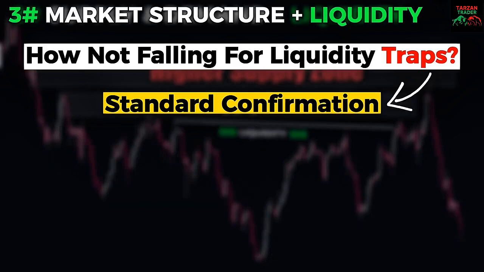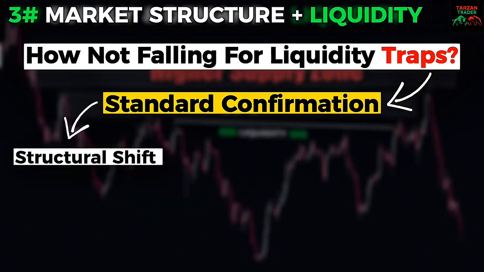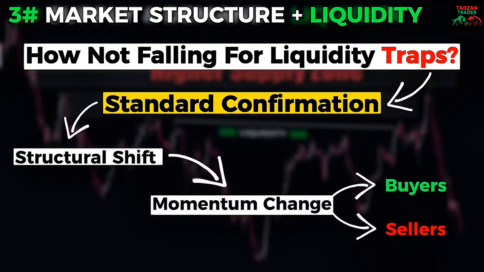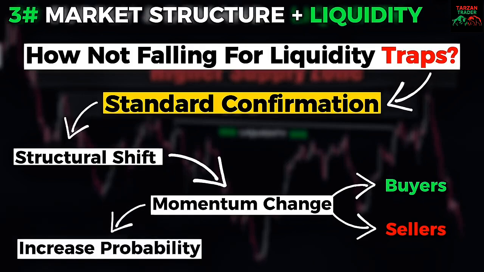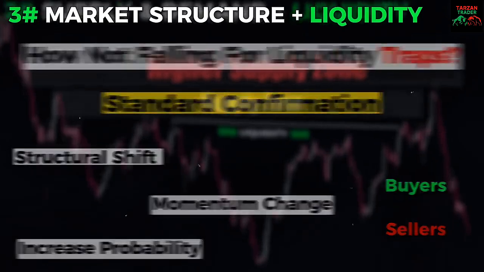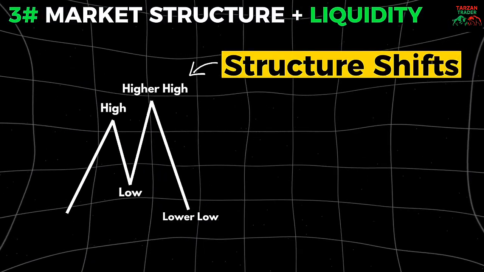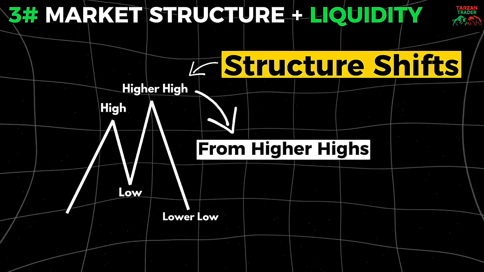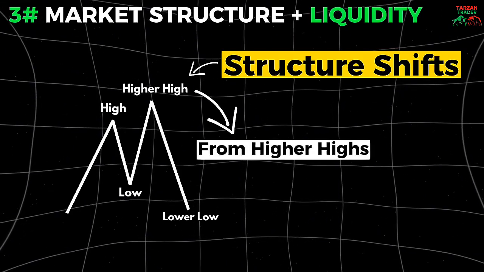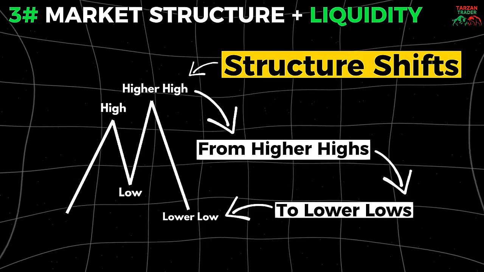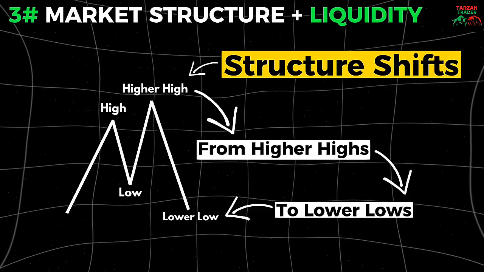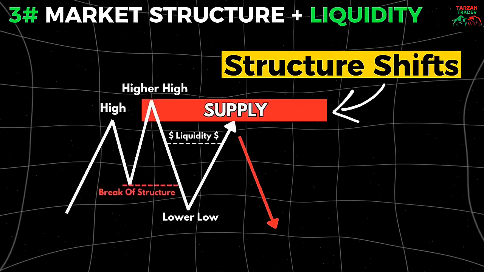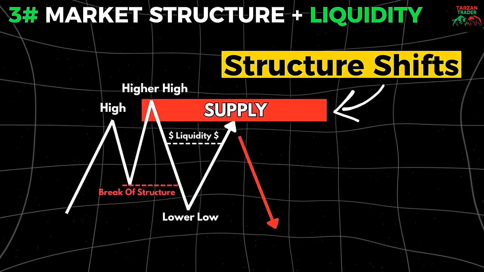Now, this isn't a new idea, it's simply a structural shift that helps us confirm when true control in the market has changed from buyers to sellers, or vice versa. By waiting for this confirmation, we avoid jumping in too early and greatly increase our win probability. Here's how it works. A standard confirmation occurs when the market transitions from a series of higher highs and higher lows, an uptrend, to making a lower low, signaling that selling pressure has taken control. After that shift, we look for a retracement into the newly formed lower high to execute our sell.